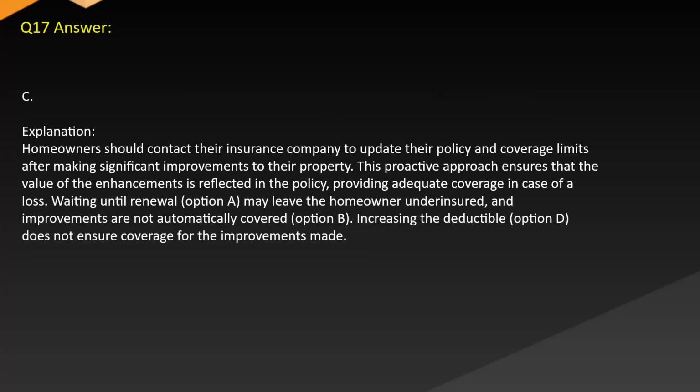Answer C. Explanation. Homeowners should contact their insurance company to update their policy and coverage limits after making significant improvements to their property. This proactive approach ensures that the value of the enhancements is reflected in the policy, providing adequate coverage in case of a loss. Waiting until renewal, option A, may leave the homeowner underinsured, and improvements are not automatically covered. Option B, increasing the deductible. Option D, does not ensure coverage for the improvements made.